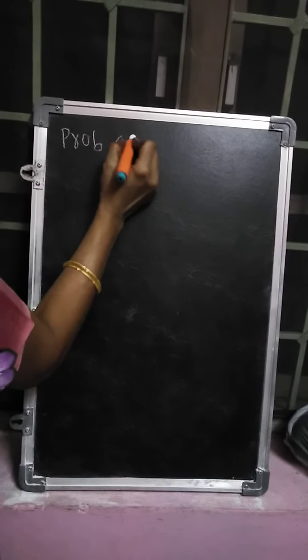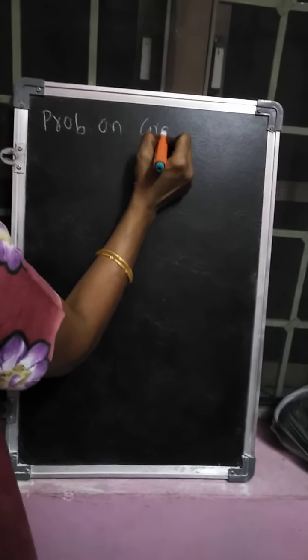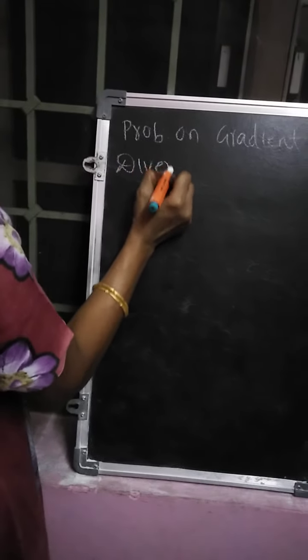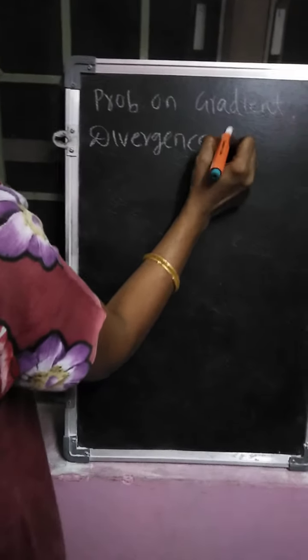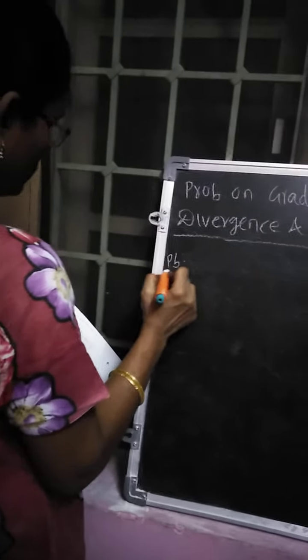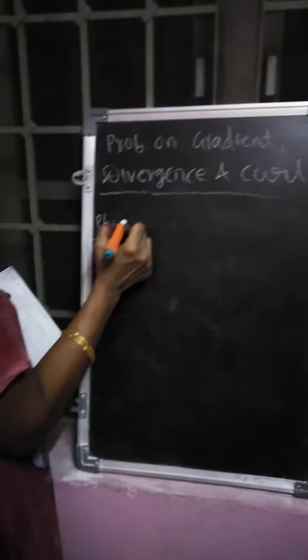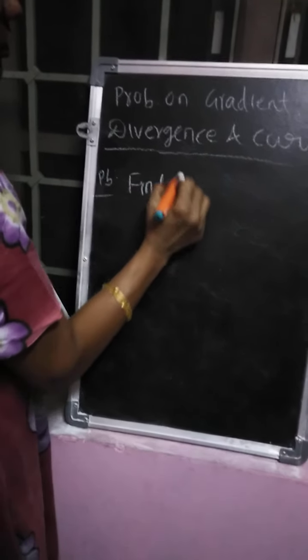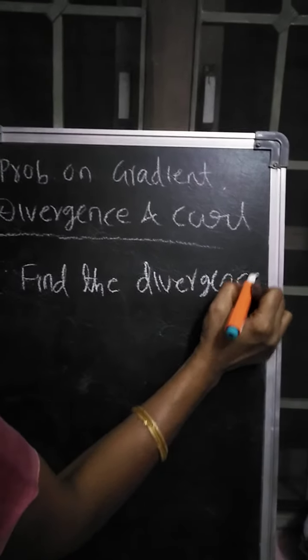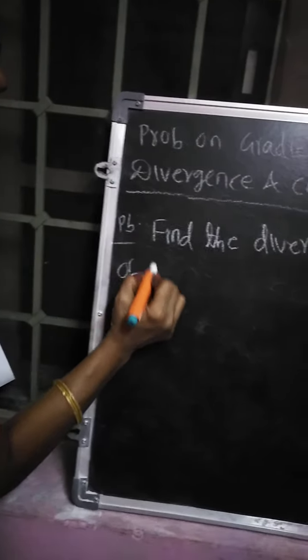So, problems on gradient, divergence and curl. First problem: find the divergence of the vector field.